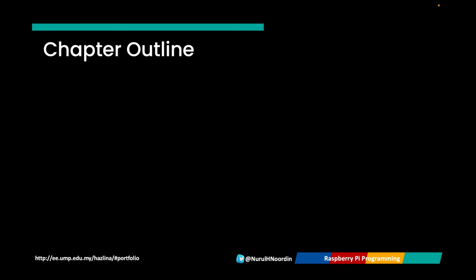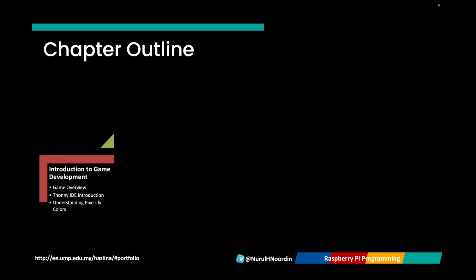There are 5 chapters in this course. Let's go through the outline for each chapter. Chapter number 1 is Introduction to Game Development. In this chapter, we will introduce the fundamentals of game development, starting with the basic game overview, followed by an introduction to Thonny IDE. You will also learn about how pixels and colors are represented in Python.